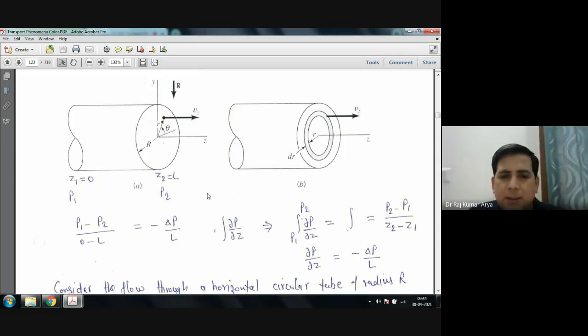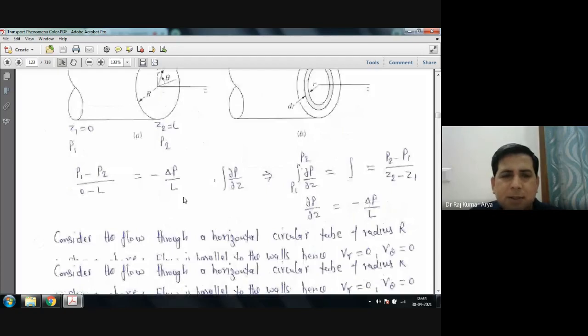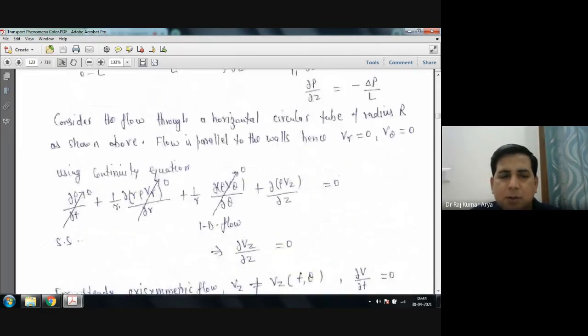Now this is your continuity equation or mass conservation part. Once you do the derivations, it is available in your transport phenomena book at the back also. So if you apply your continuity equation, then you have here del rho upon del t, plus 1 upon r del r rho v r upon del r, plus 1 upon r del rho v theta upon del theta, plus del rho v z upon del z equal to 0.